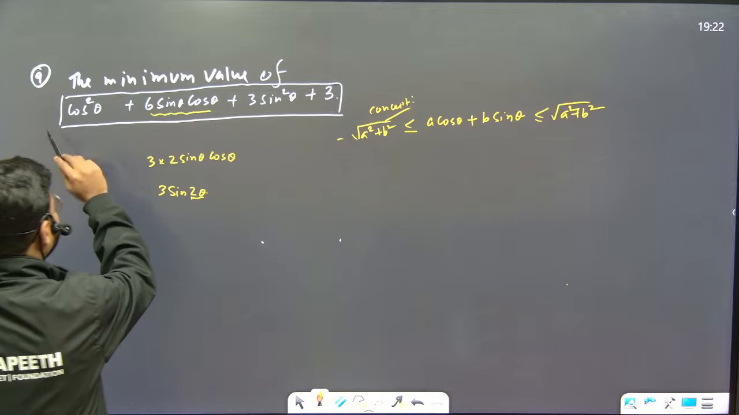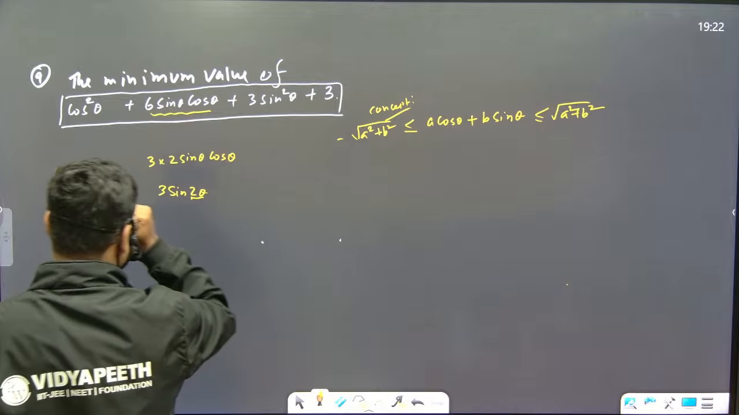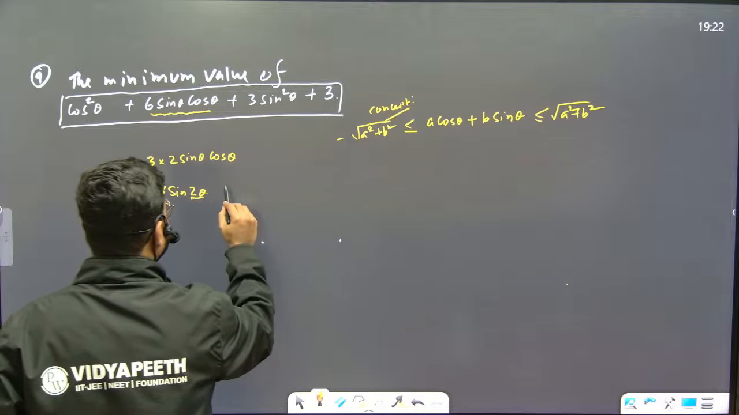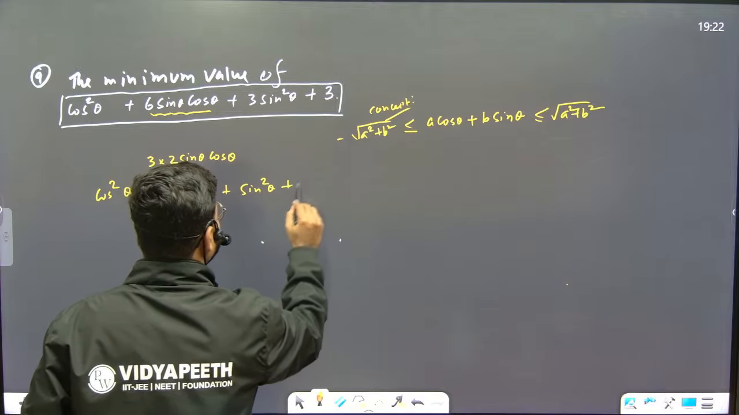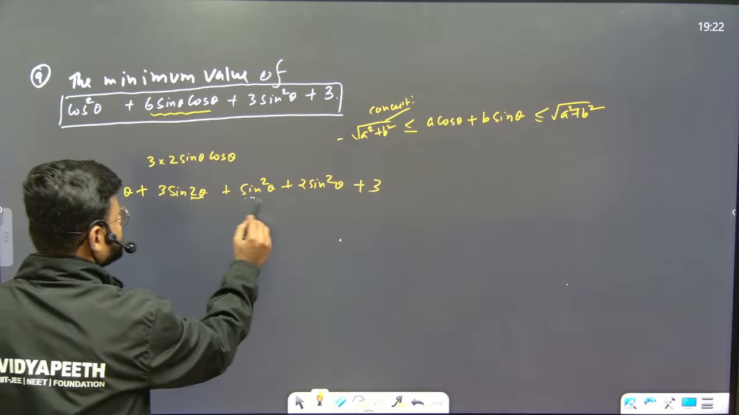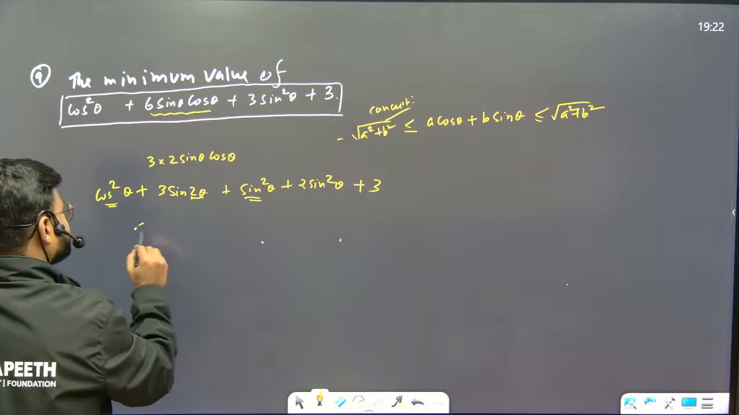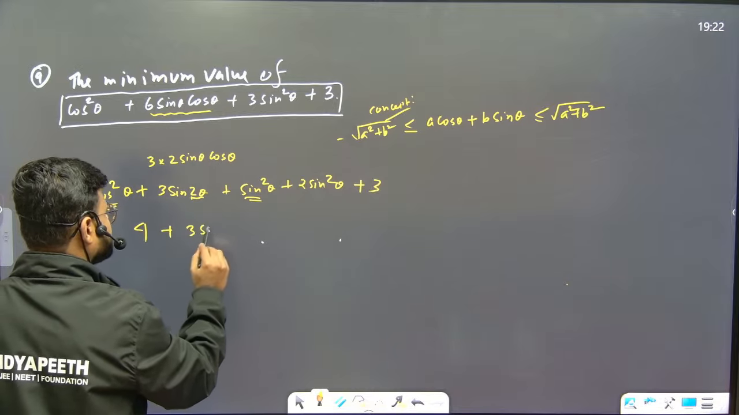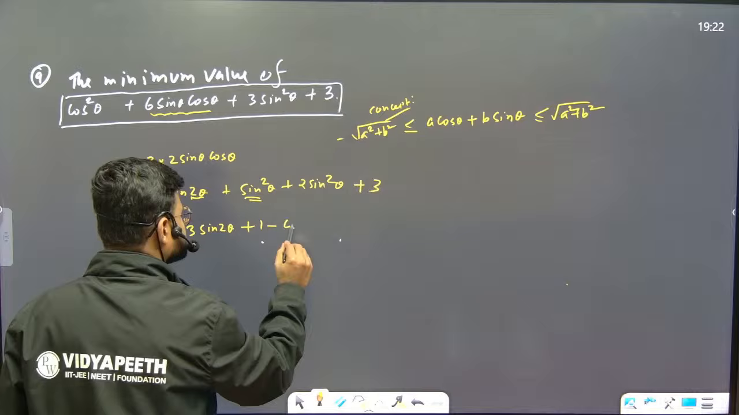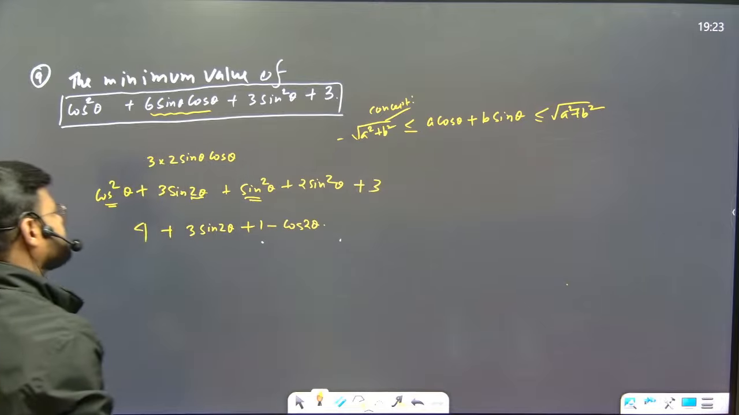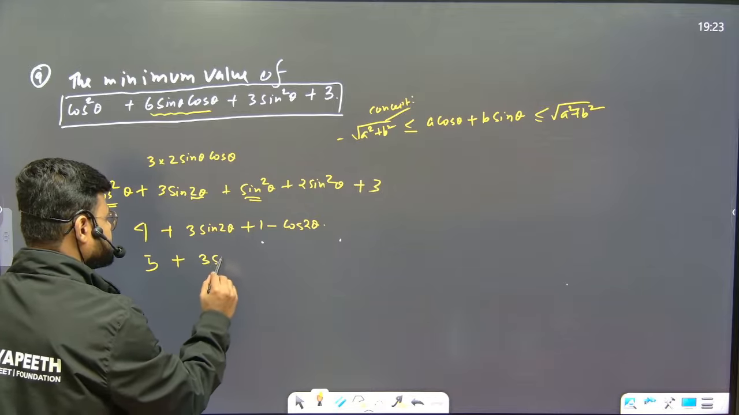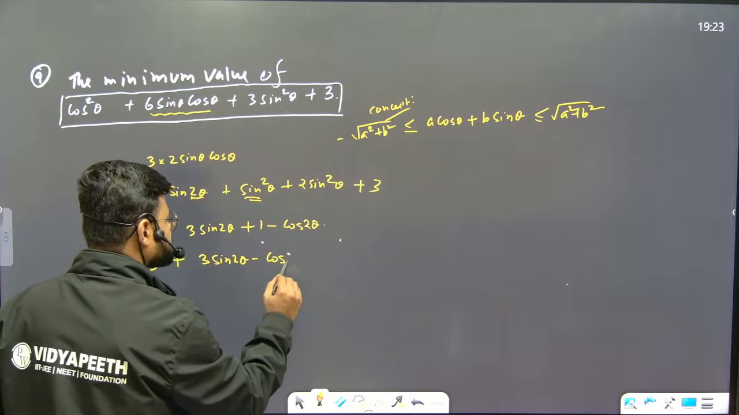But here we can do it a lot faster. Cos square theta plus 3 sin square theta can be written as cos square theta plus sin square theta plus 2 sin square theta. Now cos square theta plus sin square theta is 1. So from here 1 plus 3 is 4, plus 3 sin 2 theta, and 2 sin square theta is 1 minus cos 2 theta. Okay, so here I've got the final expression as 5 plus 3 sin 2 theta minus cos 2 theta.